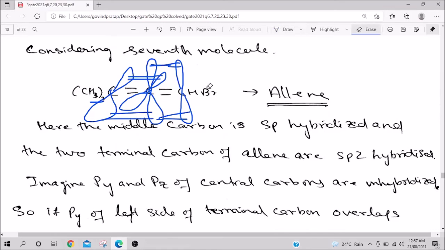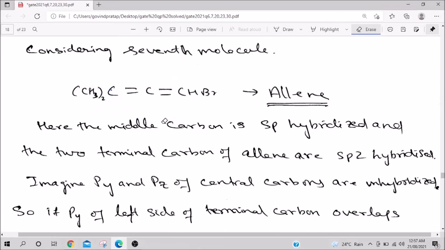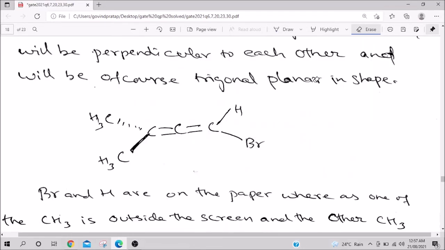So what happens? This brings a difference in the shape. What is the shape now? The shape is like this. On this carbon, two of the groups are in the plane, and on the other, one of them is coming outside the plane and one is going inside the plane. So one is coming outside your screen, and this CH3 is going away from the screen. A solid line means coming outside the screen, and dashes mean going inside the screen. Then what do you see? You see that this molecule has a plane of symmetry.